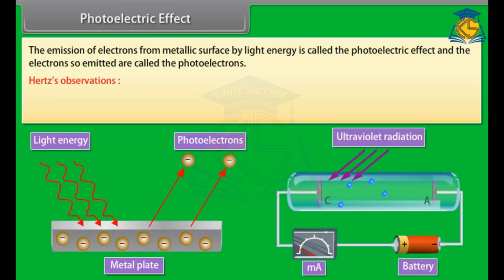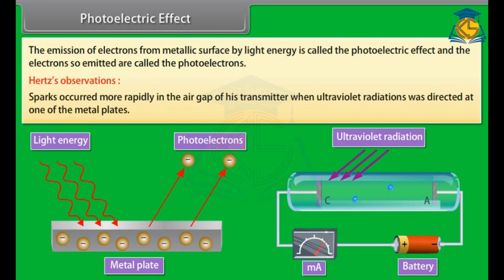Hertz's observations. While performing an experiment for production of electromagnetic waves by means of spark discharge, Hertz observed that sparks occurred more rapidly in the air gap of his transmitter when ultraviolet radiation was directed at one of the metal plates. Hertz could not explain these observations, but other scientists did. They said that the cause was the emission of electrons from the metal plate due to incidence of high-frequency light. This is the photoelectric effect.